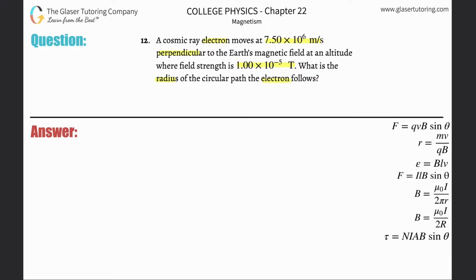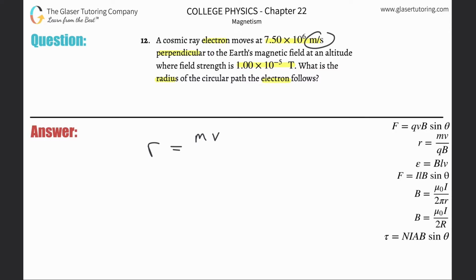All right, so anytime we're talking about the radius of curvature or radius of the path of a moving charged particle in a magnetic field, we have to use this formula. This formula gives the radius of a circular path a moving charge will follow in a magnetic field. It will be equal to the mass of that particle multiplied by the tangential velocity, the linear velocity, not the angular velocity.